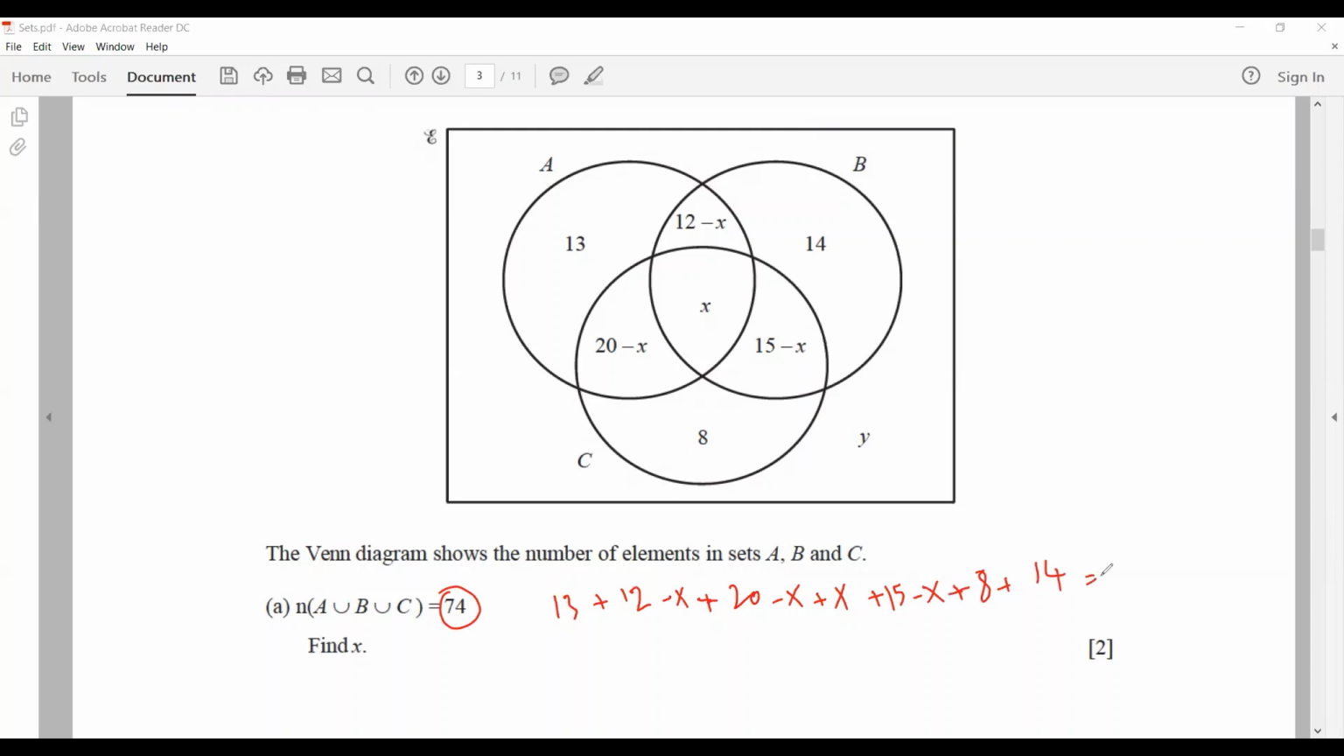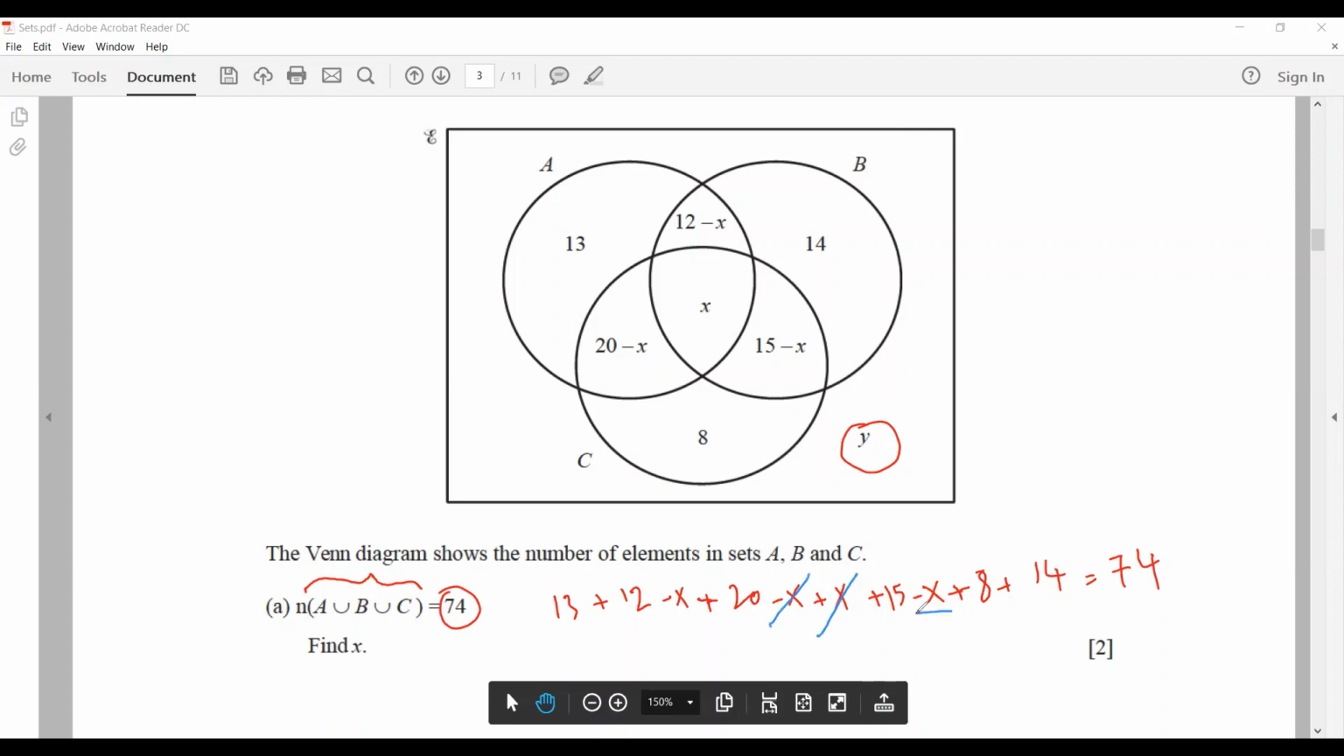You don't have to include Y because we're talking about A, B, and C, and this should be equal to 74. So let's do some cancellation. Negative X and X is gone. We have two negative X's, that would be negative 2X. So X is equal to 8 divided by 2, and X is 4.